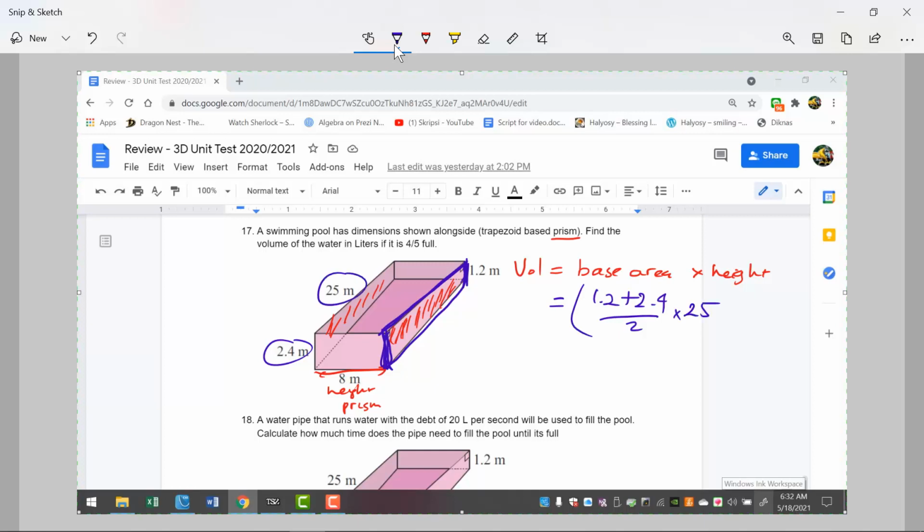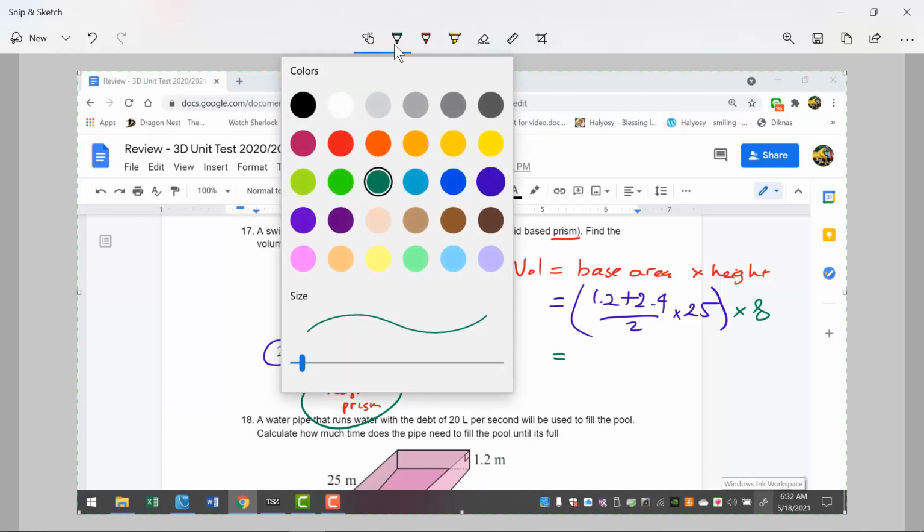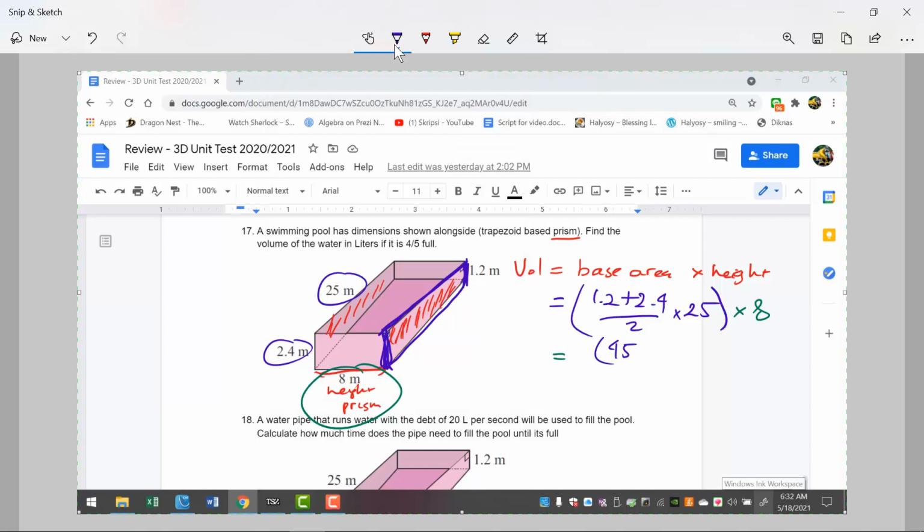Again, be very careful, guys. This is just the trapezoid, and then you multiply it by the height of the prism, which is this one here, 8. Let's do the calculation. Use the calculator. 1.2 plus 2.4 is 3.6. 3.6 divided by 2 is 1.8. 1.8 multiplied by 25, you'll get 45. So the base area is 45. Then you multiply that by 8, and you get 360. This 360 is in the unit of meter cubed.